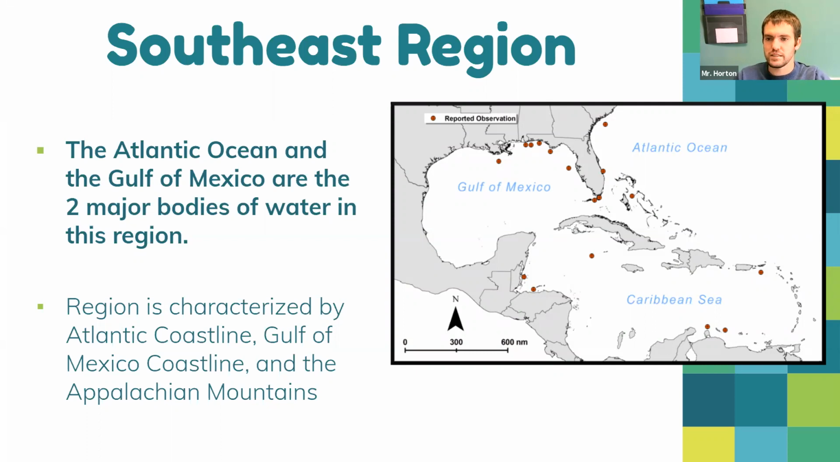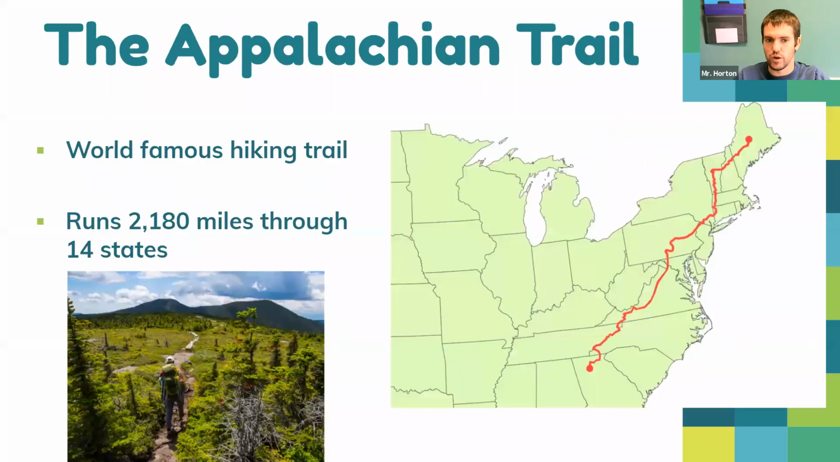Alrighty. Our next thing is we're going to talk about the Appalachian Trail. So here's our next note you're going to put down. You're going to say the Appalachian Trail runs 2,180 miles through 14 states. That's the second thing you write down there.